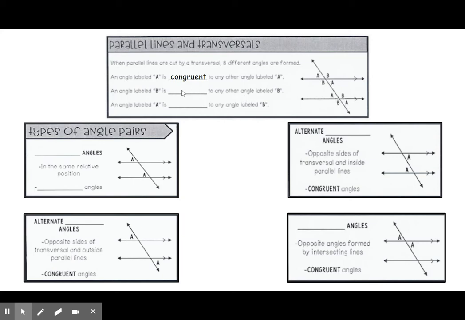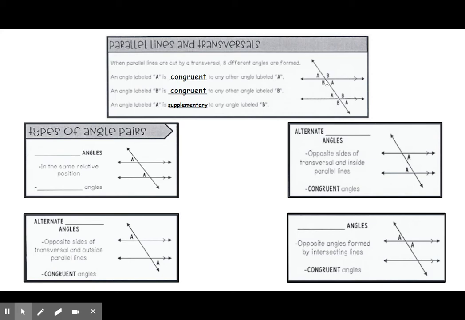Same thing with any angle labeled B. Here are my 4 angles labeled B: 1, 2, 3, 4. So any angle labeled B is also congruent or equal to any other angle labeled B. The third blank says any angle labeled A is blank to any angle labeled B. Those are what we call supplementary. If you remember, supplementary angles are when I have 2 angles whose measures add up to 180 degrees.